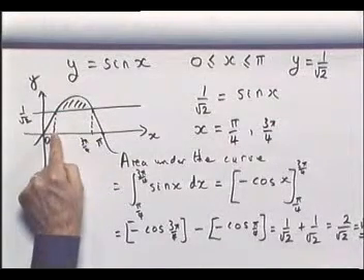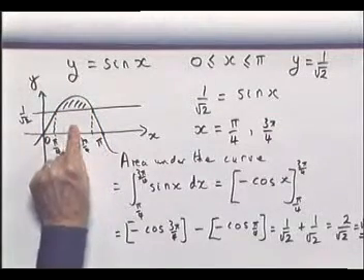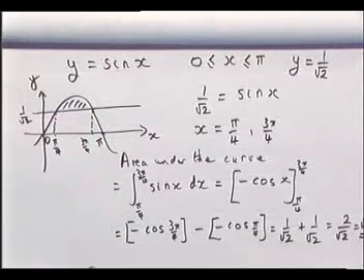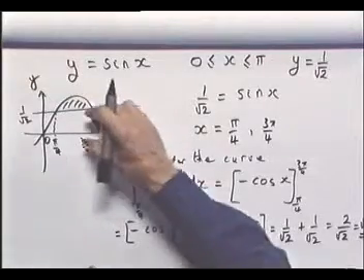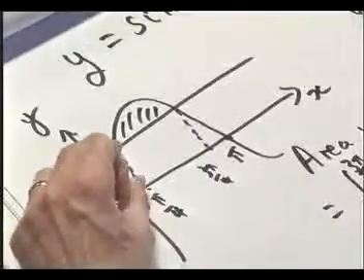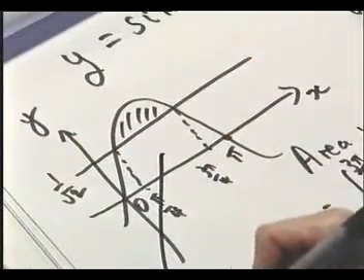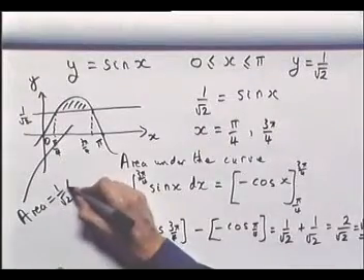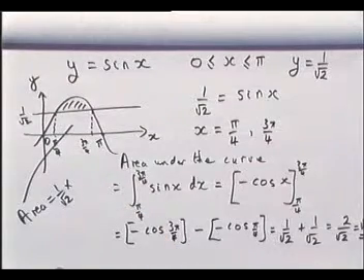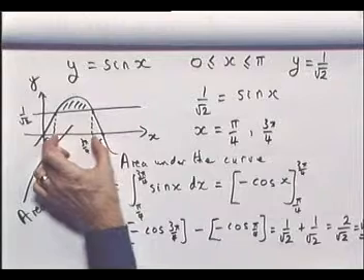So I now know this area here. What I need to do is calculate the area of this rectangle. Then I can take it away from that. Well, it is a rectangle. Its height is 1 over root 2. So area equals 1 over root 2, that's the height of that rectangle, times by this base, its width.